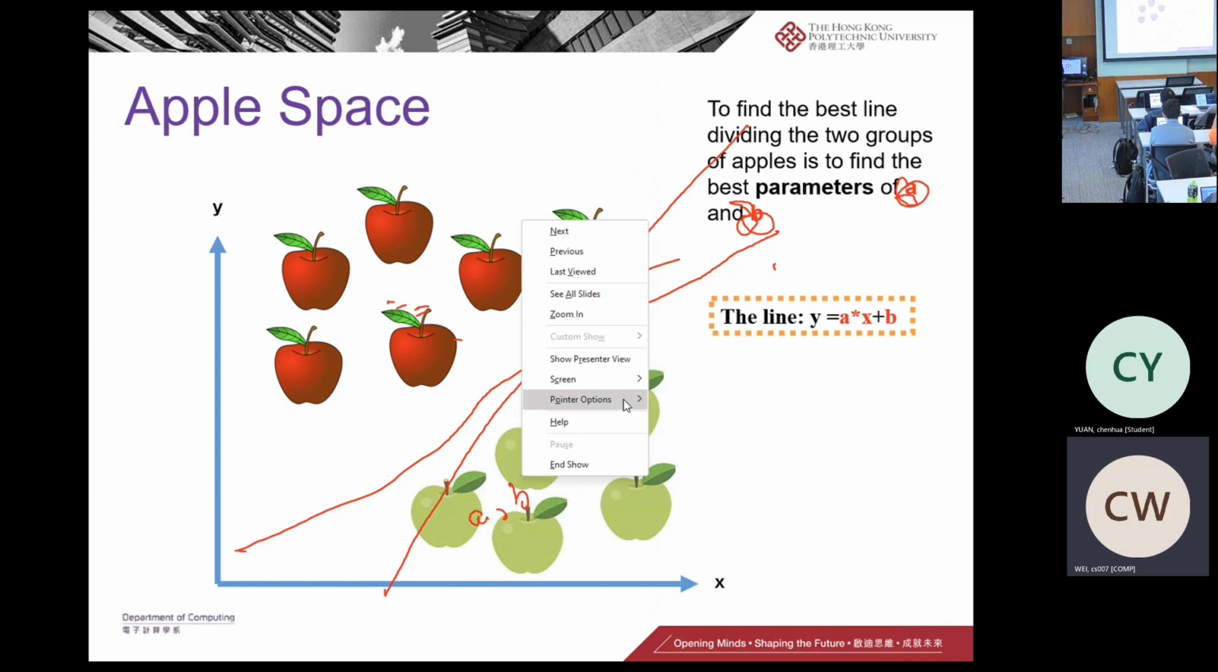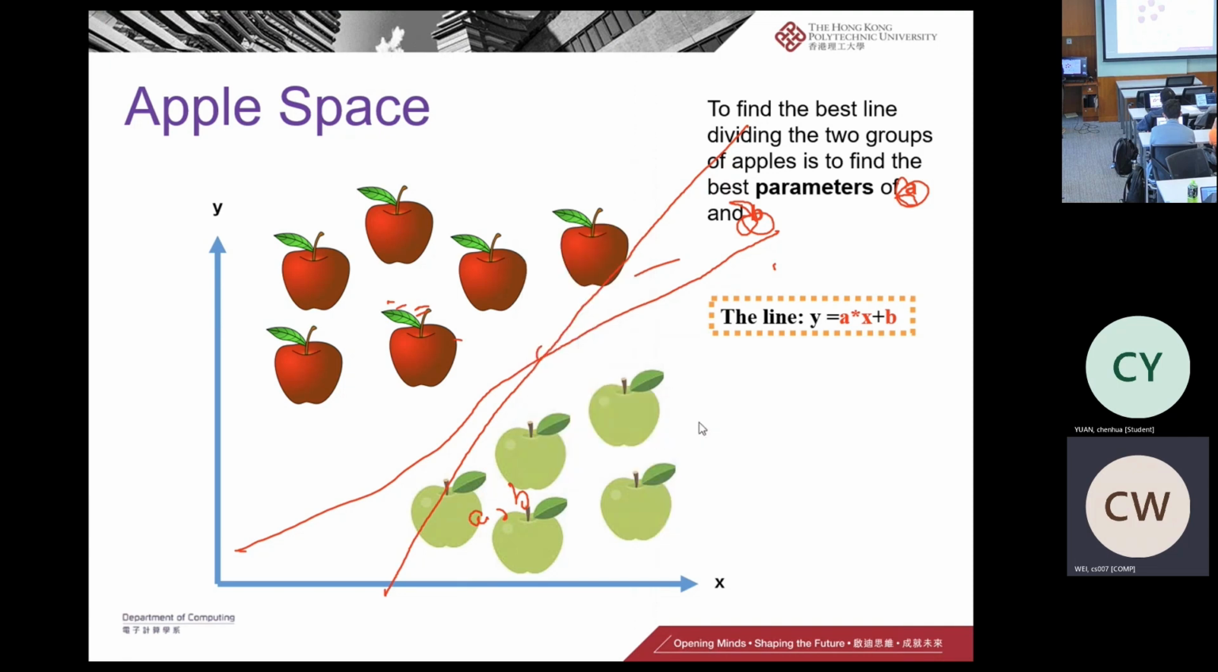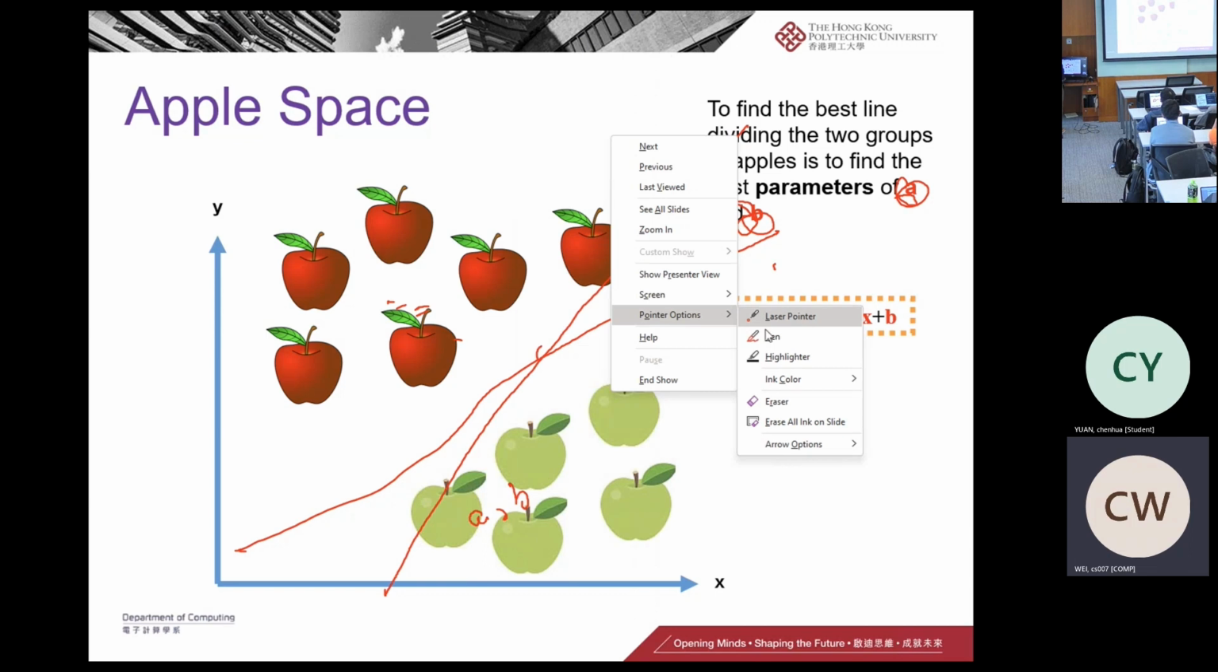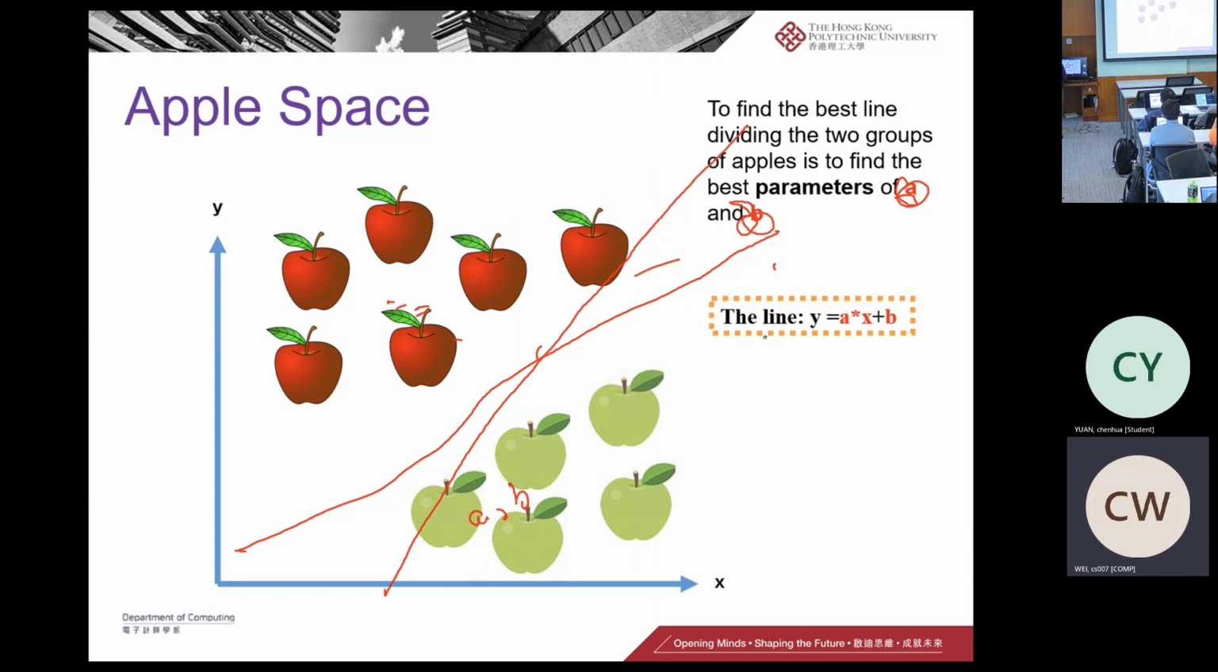Let me find it. Why doesn't it work that well? Okay, so now it works. It doesn't work that well, but it worked.